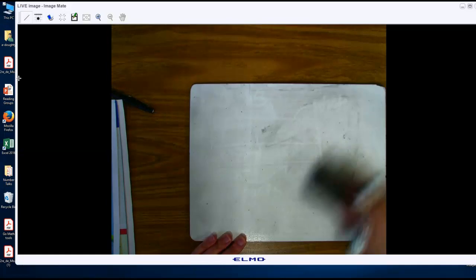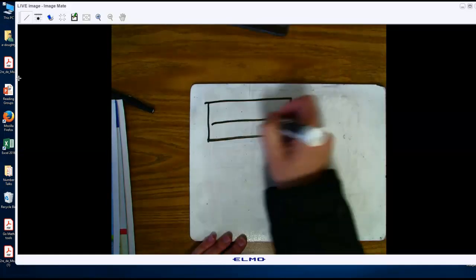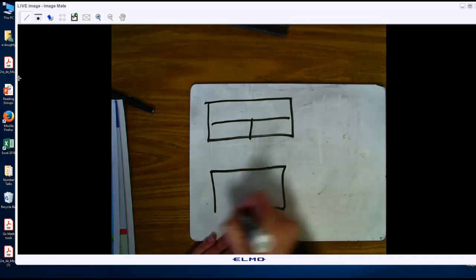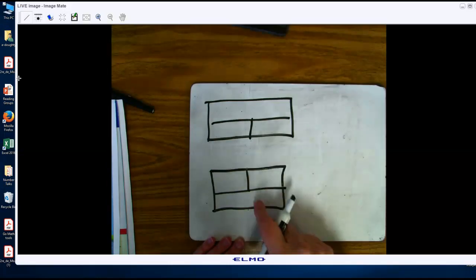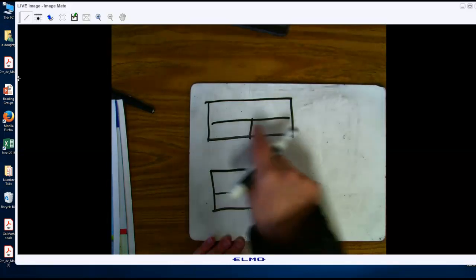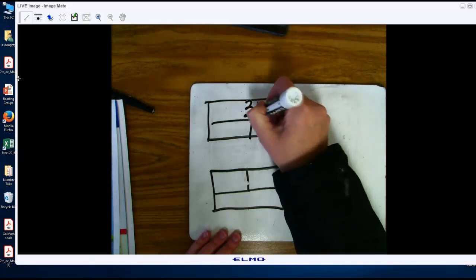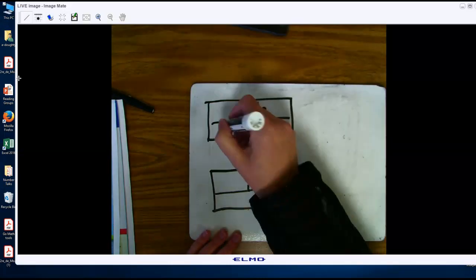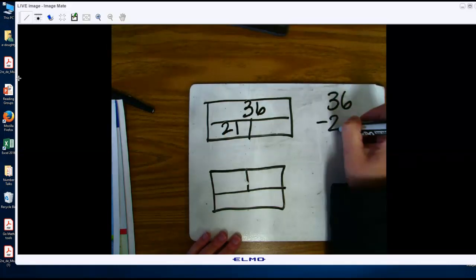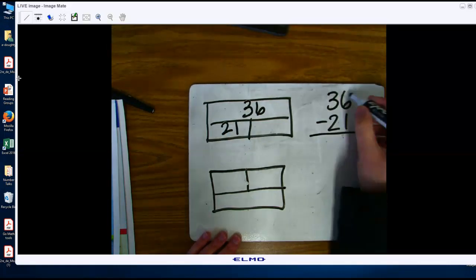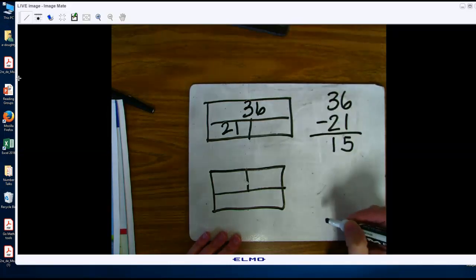So today we're going to be doing subtraction problems. Now remember, sometimes the tape has the parts on the bottom, and sometimes the tape has the parts on the top. That's okay. The big part's the whole. The two smaller parts are the parts. So if my problem has 36 as a whole and 21 as a part, then I'm going to do 36 take away 21. And I would not need to regroup. 6 take away 1 is 5, and 3 take away 2 is 1.